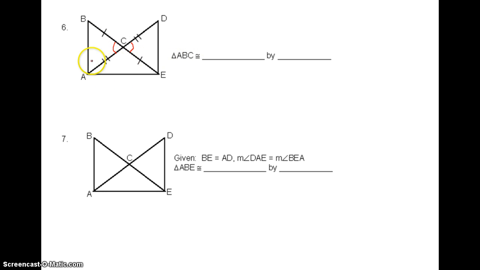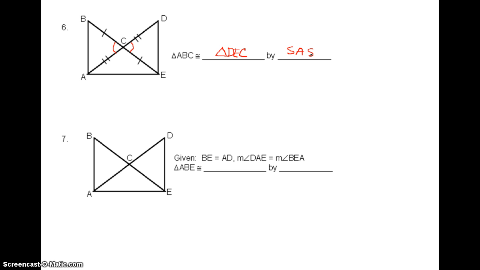Okay, so ABC, I'm going down the outside and then down the one with 1. So it will match up with DEC. Triangle DEC by, again, side, angle, side. Side, angle, side. Okay, number 7.